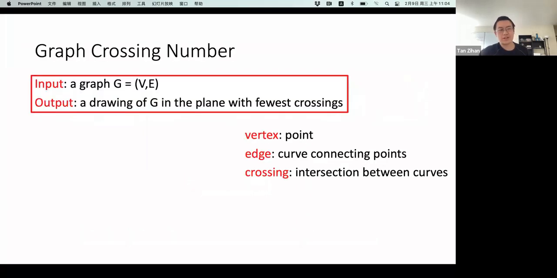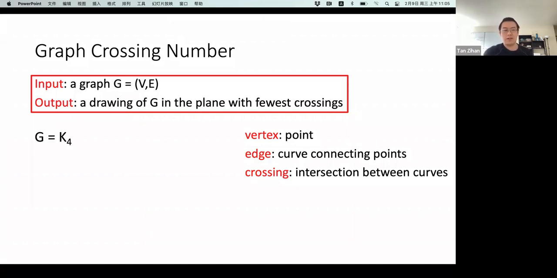So what is the crossing number problem? The input to this problem is a graph, and the goal is to compute the drawing of the graph in the plane with fewest crossings. What do we mean by drawing? A drawing is a mapping that maps vertices of the graph into points in the plane and maps edges of the graph into curves connecting the corresponding endpoints. A crossing is basically an intersection between a pair of curves.